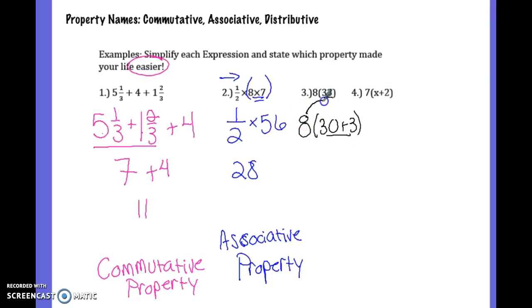Absolutely it is. So let's do 8 times 30 is 240. 8 times positive 3 is plus 24. 240 plus 24 is going to be 264. And we use the distributive property.